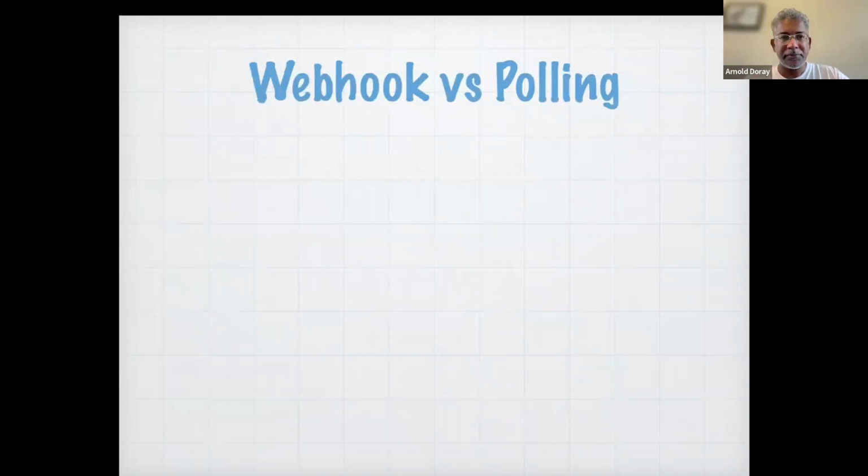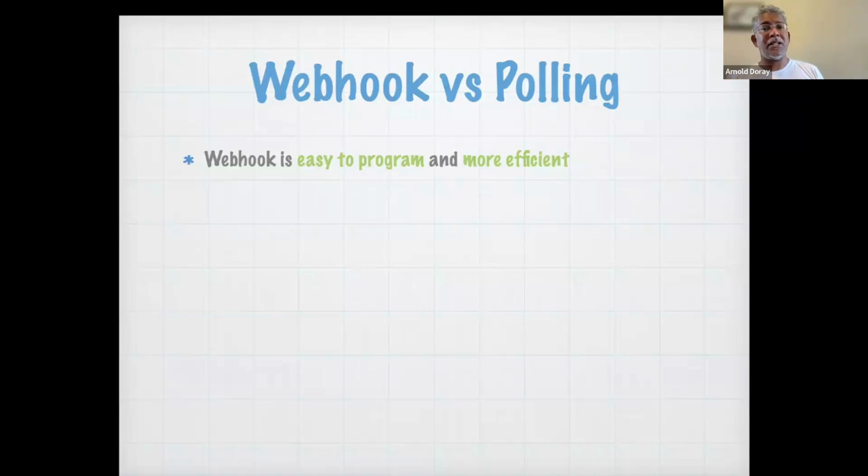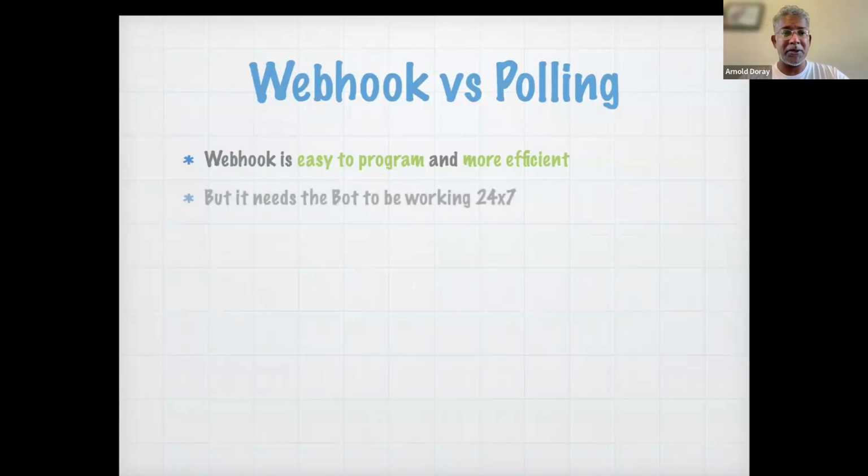Okay. So which method is better to use, right, to communicate with Telegram, webhook or polling? Well, webhooks are actually easy to program, and they are far more efficient. It's easy to program because it's message by message, and you don't have to figure out which message has already been replied to, etc. Right? It's just a single message that you can just respond to.